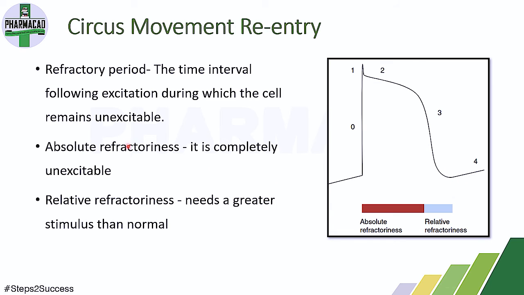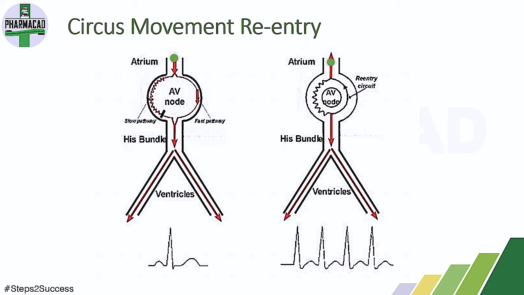So the important take home message for refractory periods is that during refractory period the next action potential cannot be generated. Okay, so in circus movement re-entry, exactly what happens here we will see.